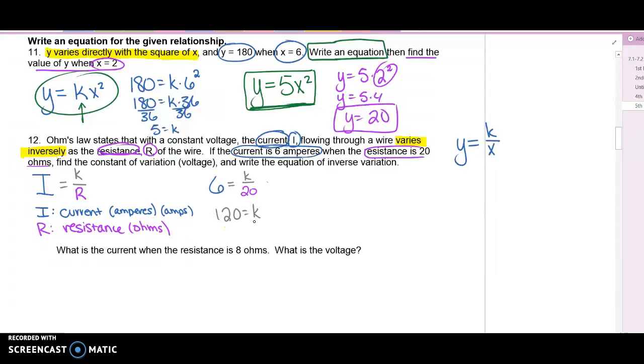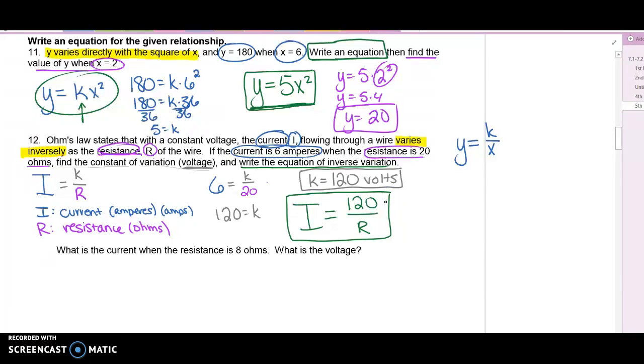Now let's look at what they actually want us to do once we figure out that k is 120. It says find the constant of variation, which is the voltage. Well, that's kind of cool. I already found the constant of variation. So my first thing that I need to do is find that the constant of variation is 120, and it tells me that's the voltage, so 120 volts. Then it also wants me to write the equation of inverse variation. So now that I know that it's 120, I can do I equals 120 over R.